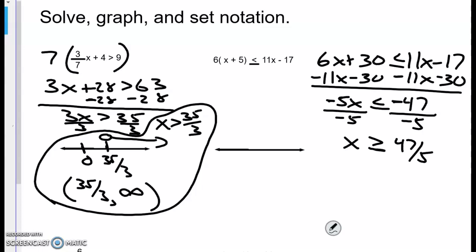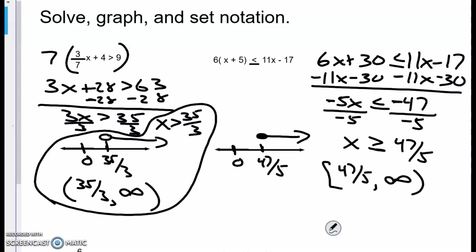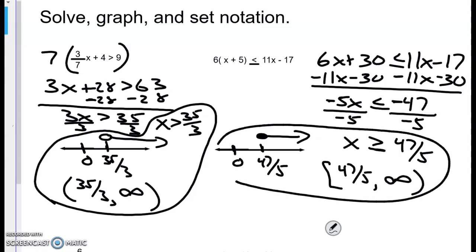47 over 5. My graph, I'm going to put my 0 in, my 47 over 5. It's a greater than or equal to, so the dot is closed. And my set notation is a bracket, 47 over 5 to infinity. And that is my answer.